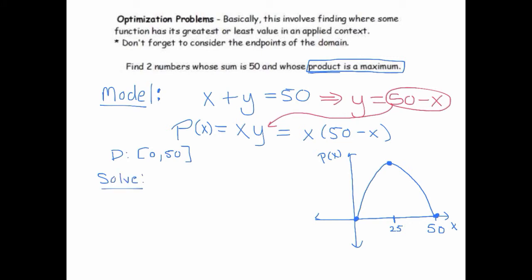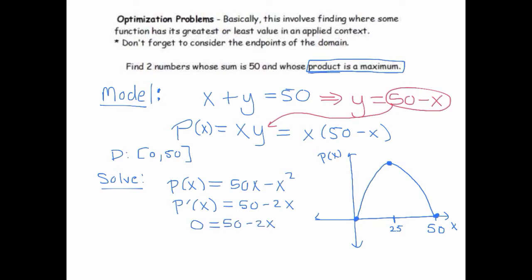And we're going to do that by taking the derivative. So I'm going to represent p of x as 50x minus x squared, so I don't have to use the product rule. P prime of x would therefore be 50 minus 2x. And now what I want to do is to find critical points. I'll set the derivative equal to 0.